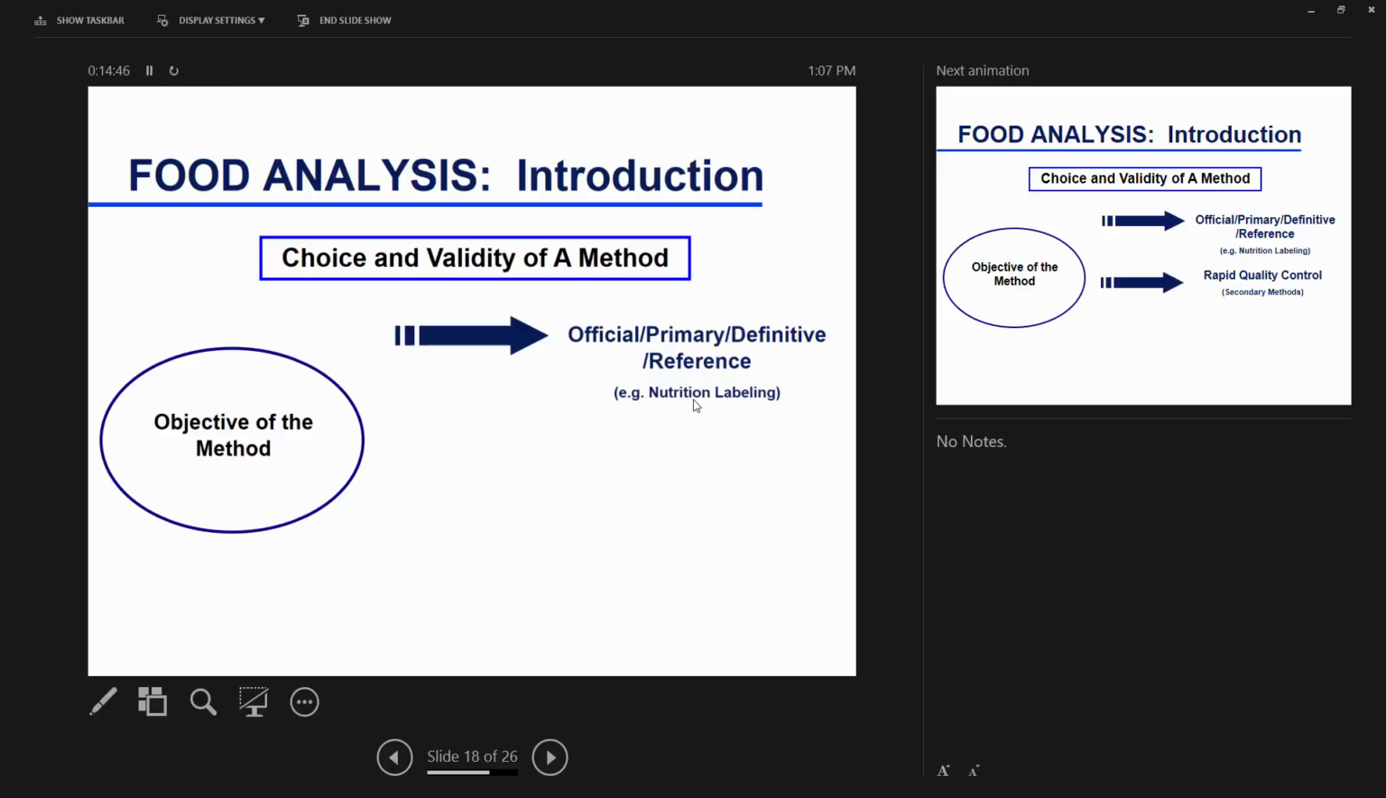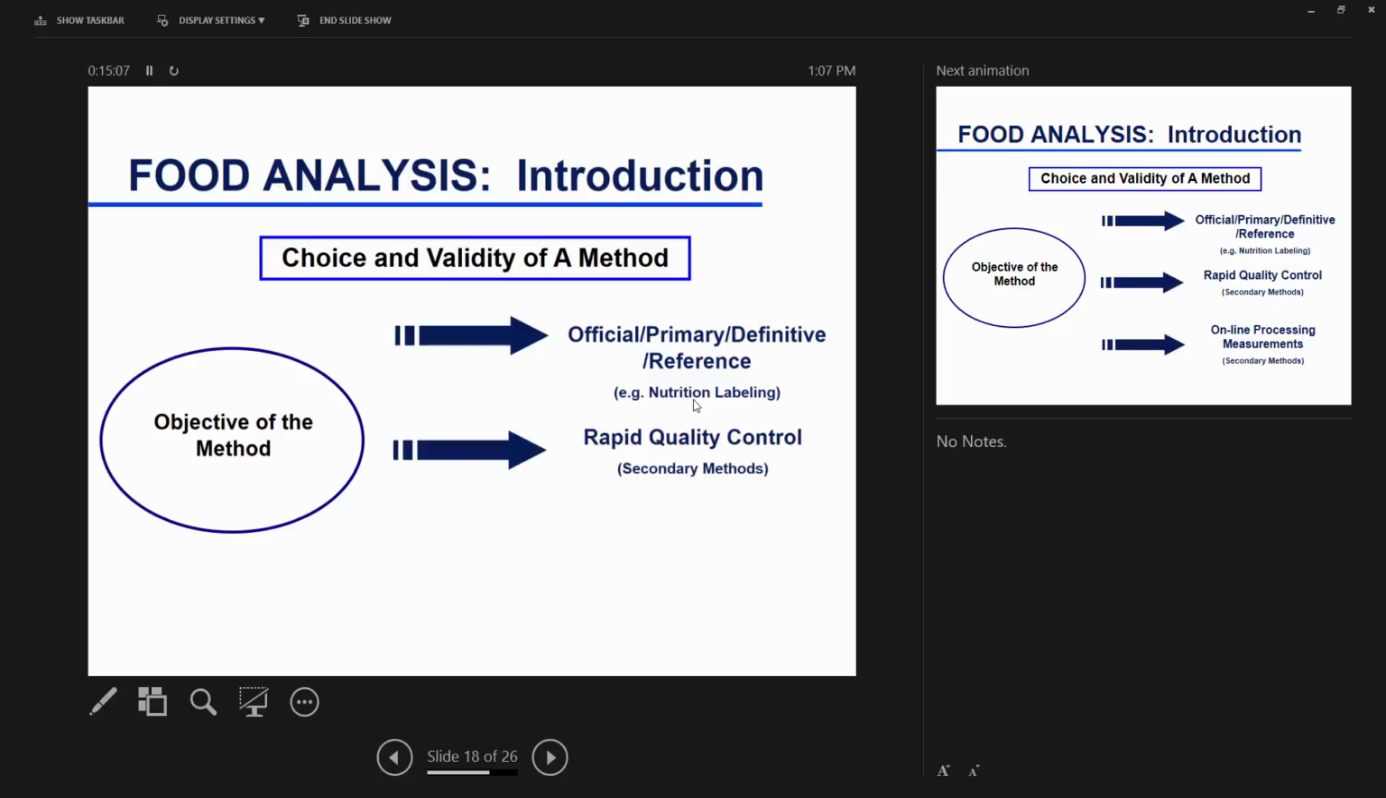Anyhow, it's official. The method that you need to use for nutrition labeling needs to be approved. That means they've gone through a long process of validation. And then once they're validated, they become official, and then they'd be required for a particular purpose.